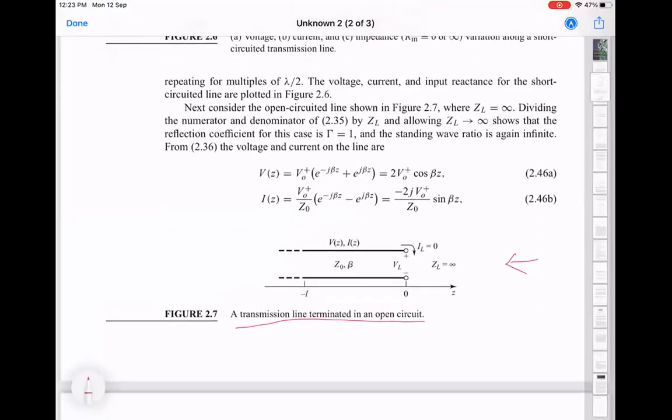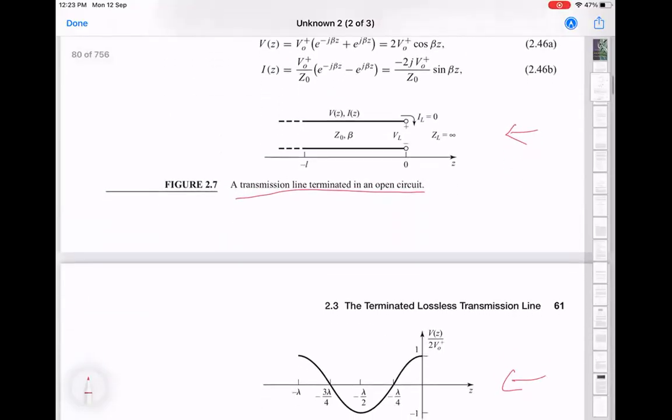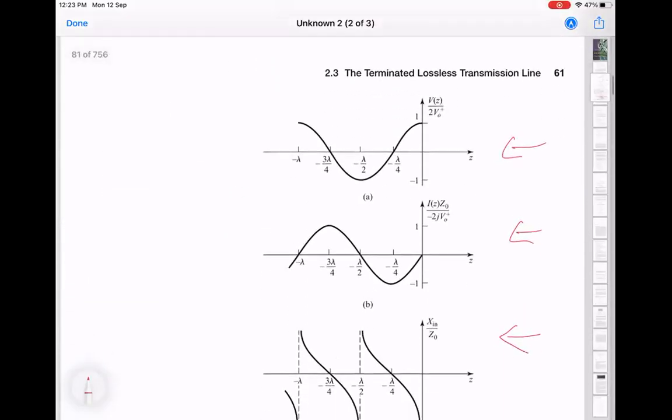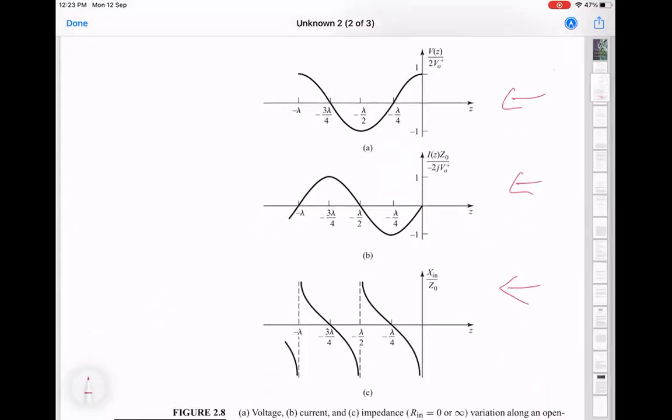So Pozar also discusses the case of open circuit as well. And now the curves just look shifted. Suppose it is infinite at 0 and then goes to 0 at lambda by 4. So again, it's inverting the impedance. It was infinite. It has become 0 at lambda by 4.